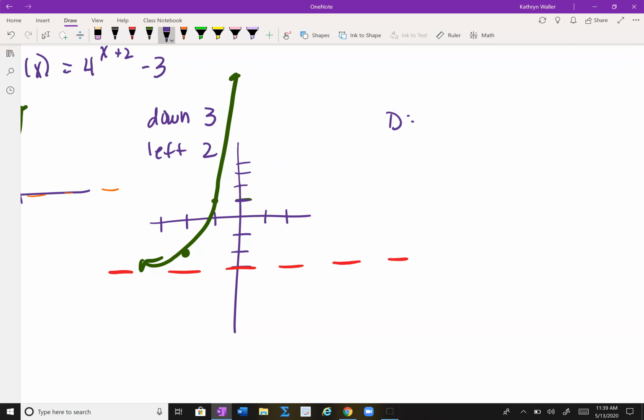So domain, start to the left, move to the right. This graph will cover the entire domain, so it's everything. Range is y, start low. The smallest is a -3. It does not hit it, so it's parenthesis, and it goes to infinity. And then the asymptote, that's a horizontal asymptote that hits the y-axis, so you have to go y equals -3.